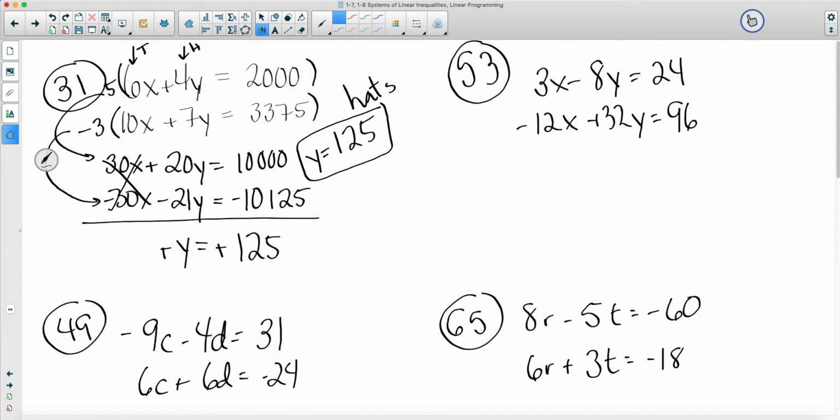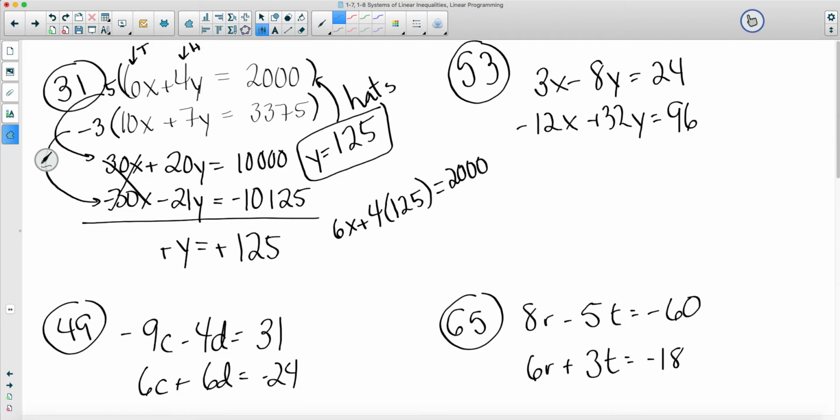All right, so we want to figure out how many t-shirts we sold, which we could have done by canceling out the y, but we canceled out the x, which was our t-shirt. So now we have to take the 125 and plug it back into the equation. I like to use the numbers that are smaller. That first equation has smaller numbers, so let's go ahead and plug it in and solve. So 6x plus 4 times 125 equals 2,000.